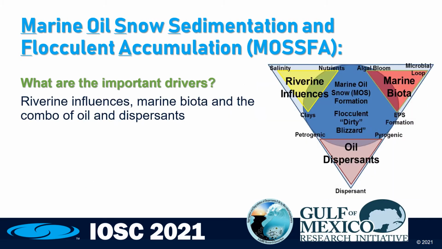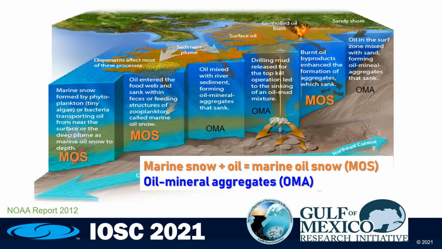What are the important drivers of marine oil snow formation and/or of MOSFER? During a workshop in 2012, the main drivers were found to be riverine influences, marine biota, and those two factors combining with the oil and dispersants. As a result of a NOAA report which was published in 2012, we were also informed that there are several ways in which marine oil snow can form. In fact, there are three main mechanisms.